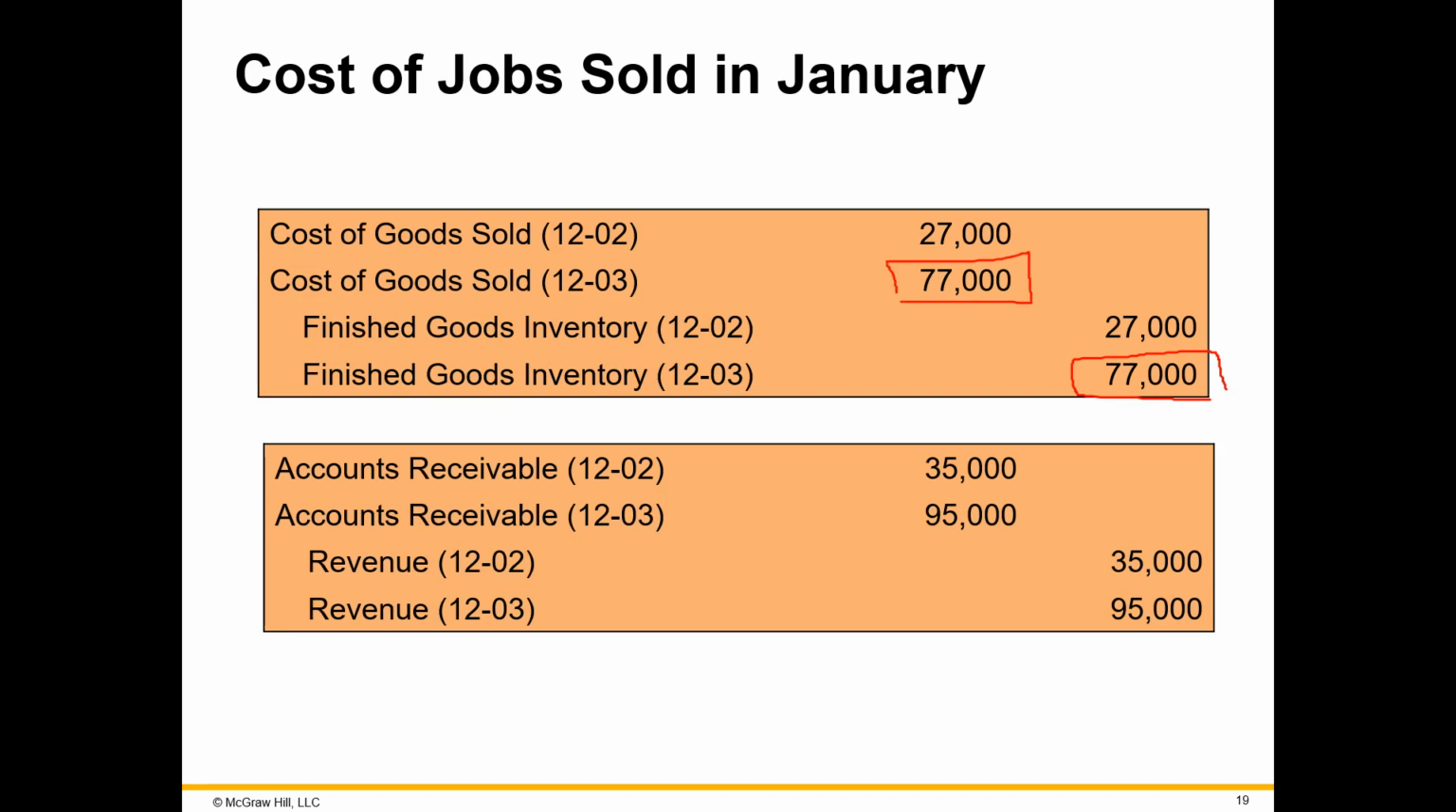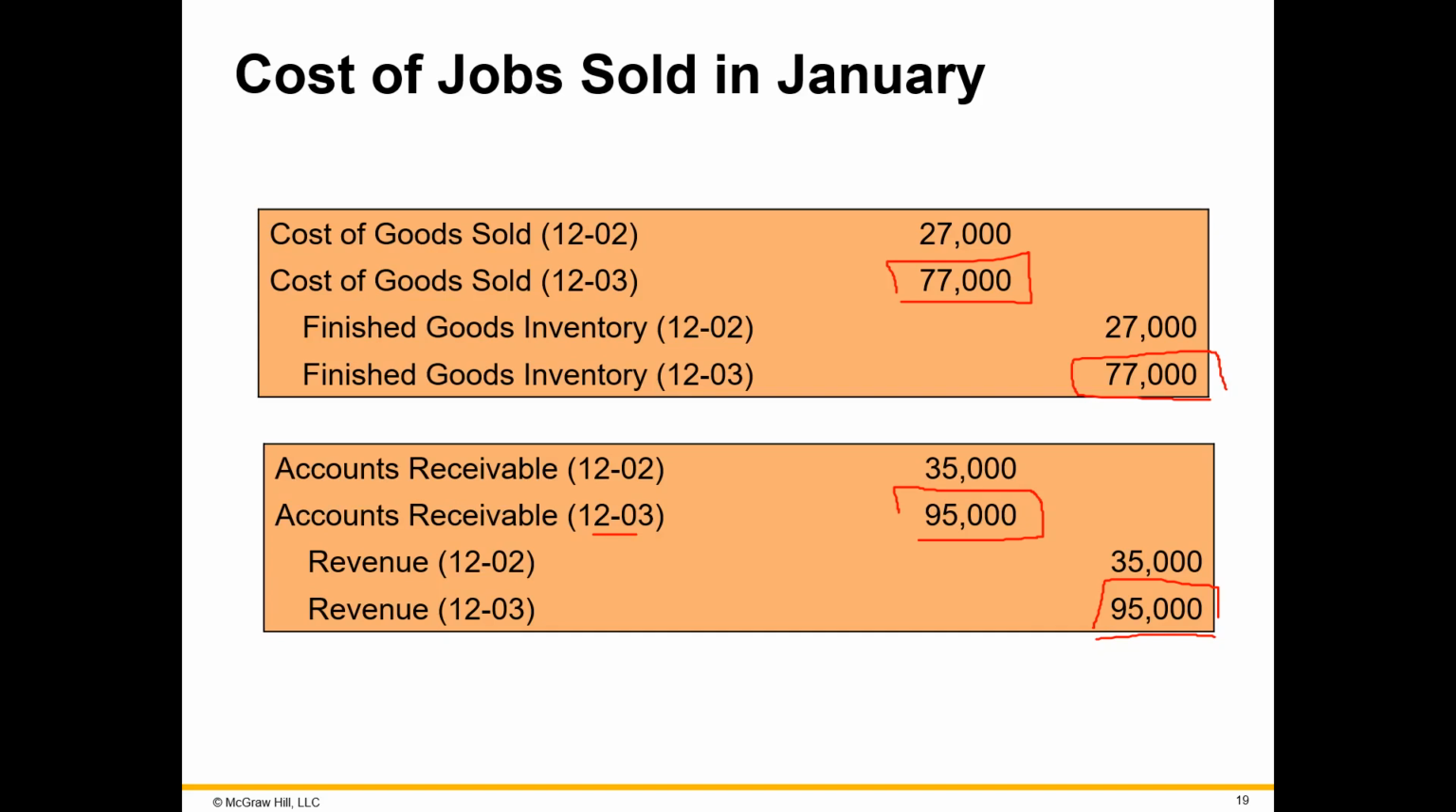Next, we record the sale. The sale of job 1203, we sold it for $95,000. So we made a profit of $18,000, and we're going to recognize revenue of $95,000. Remember that revenue has a natural credit balance, and accounts receivable, which is an asset, is going to have a natural debit balance. So that's how you record a sale. Remember that there's always two entries anytime you're selling a product or service.